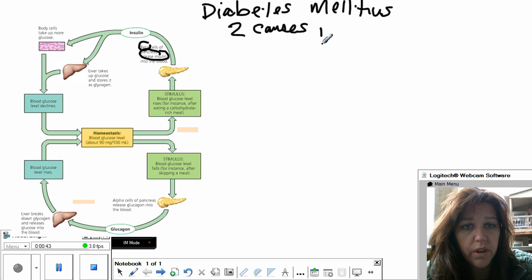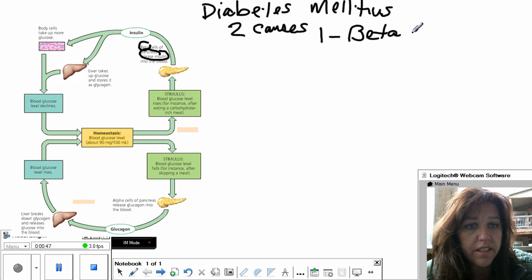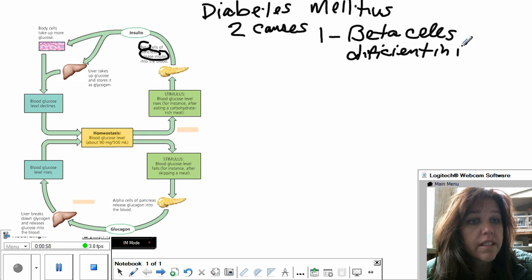Well, one cause is that the beta cells don't release insulin or aren't even there. So you're deficient in insulin.